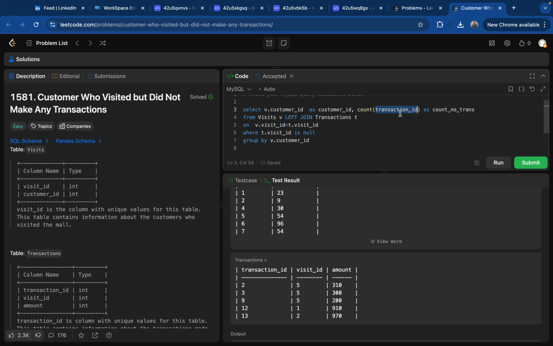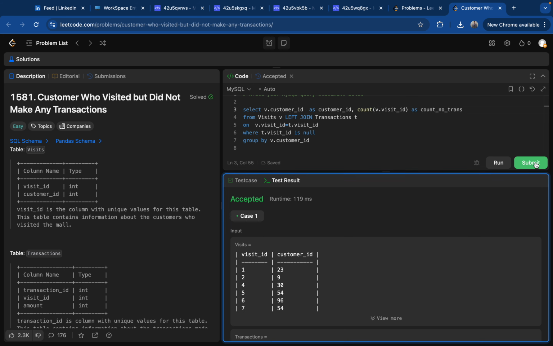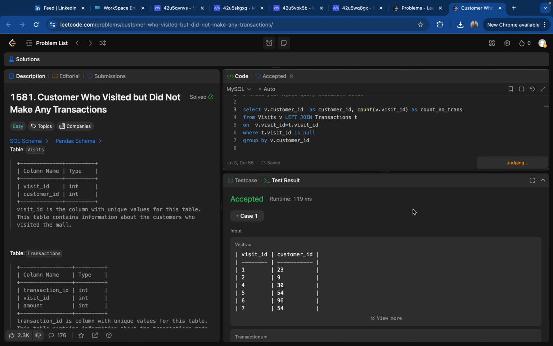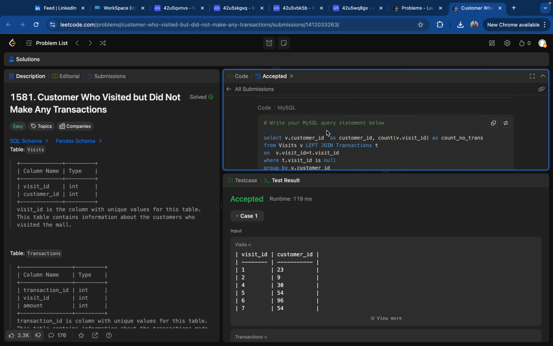Oh, I think I have to use the visit ID, v dot visit ID, because if we use the transaction ID, it will return null. And this also got accepted. Thank you.